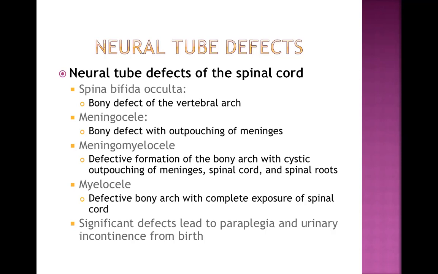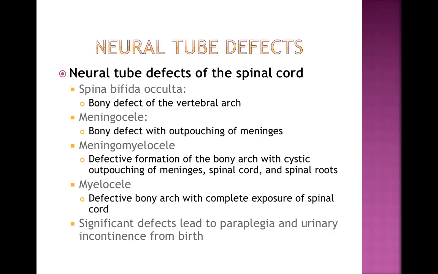Now, what is the danger of these neural tube defects? They may cause serious damage in the baby, like paraplegia and urinary incontinence right from the birth. Now, what is paraplegia? Para means lower limb. Plegia means paralysis. So both lower limbs are paralyzed as a result of damage to the spinal cord. So the baby cannot walk. The baby will be paralyzed from the time of birth or some time after birth.